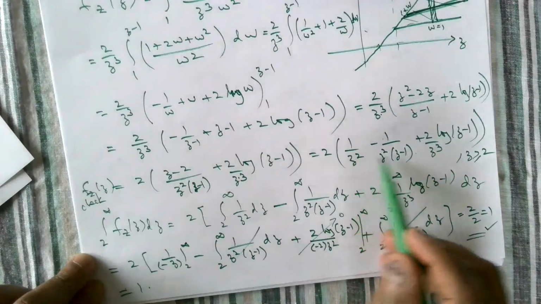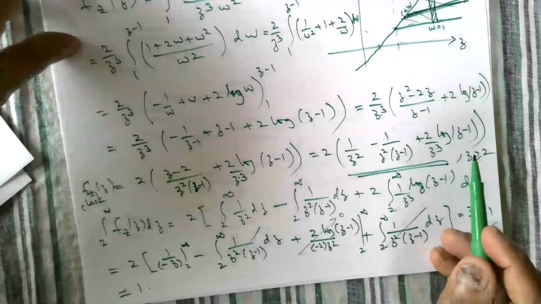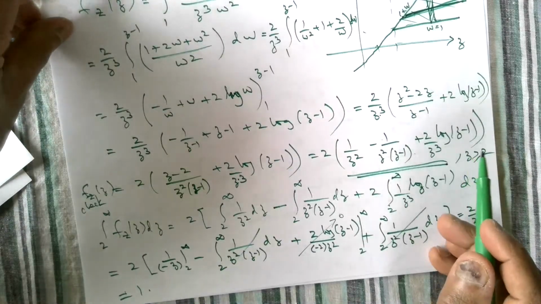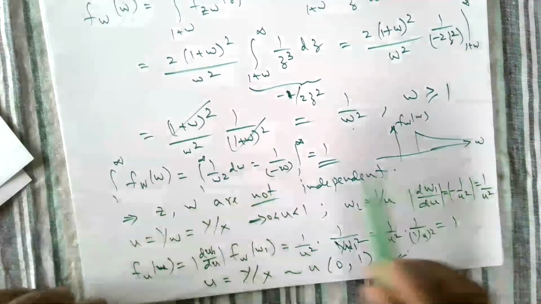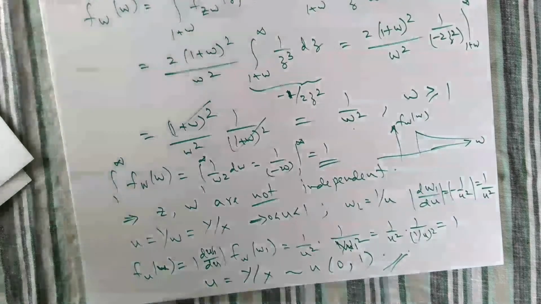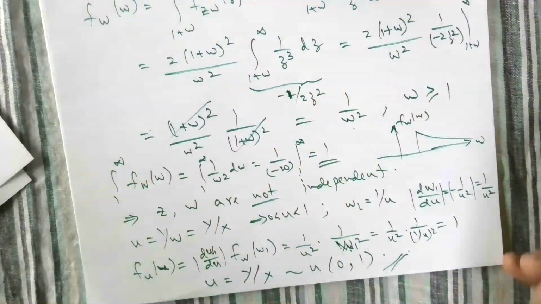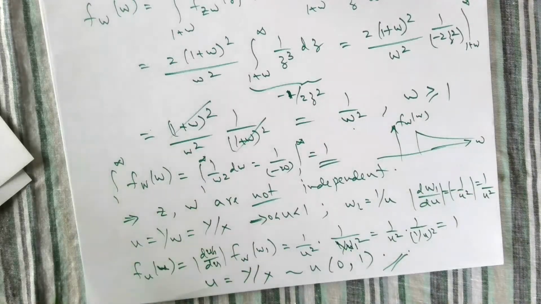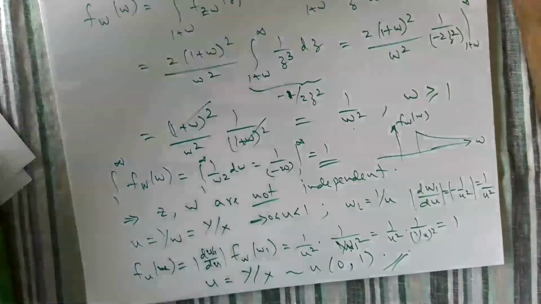This is the density function of FZ, and FW was, I'm sorry, 1 over W squared for W greater than 1. And Z is for Z greater than 2. And the flipped version of W, which is Y over X, is uniform in 0 to 1. So that's the complete solution.